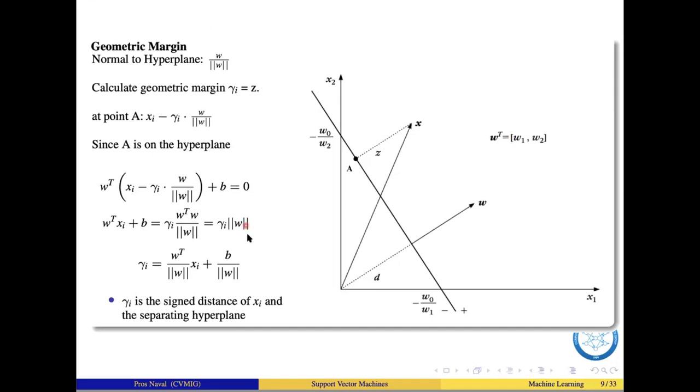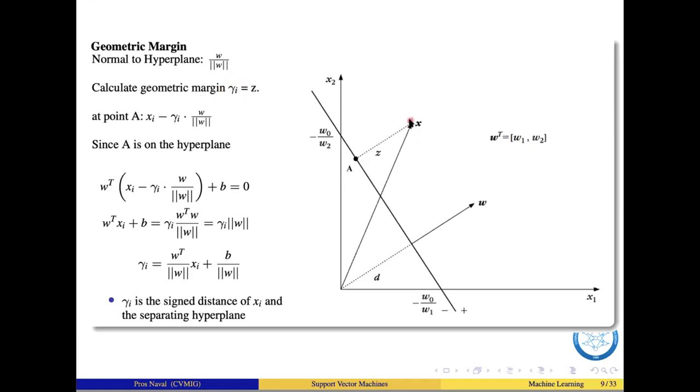Okay, so let's continue. So as I was saying, we have this point here whose distance is Z, and it's called the geometric margin gamma I for point xi. So please take note of the notation. The geometric margin does not have a hat, so it's just gamma I, while the functional margin is gamma I hat. So they are different.